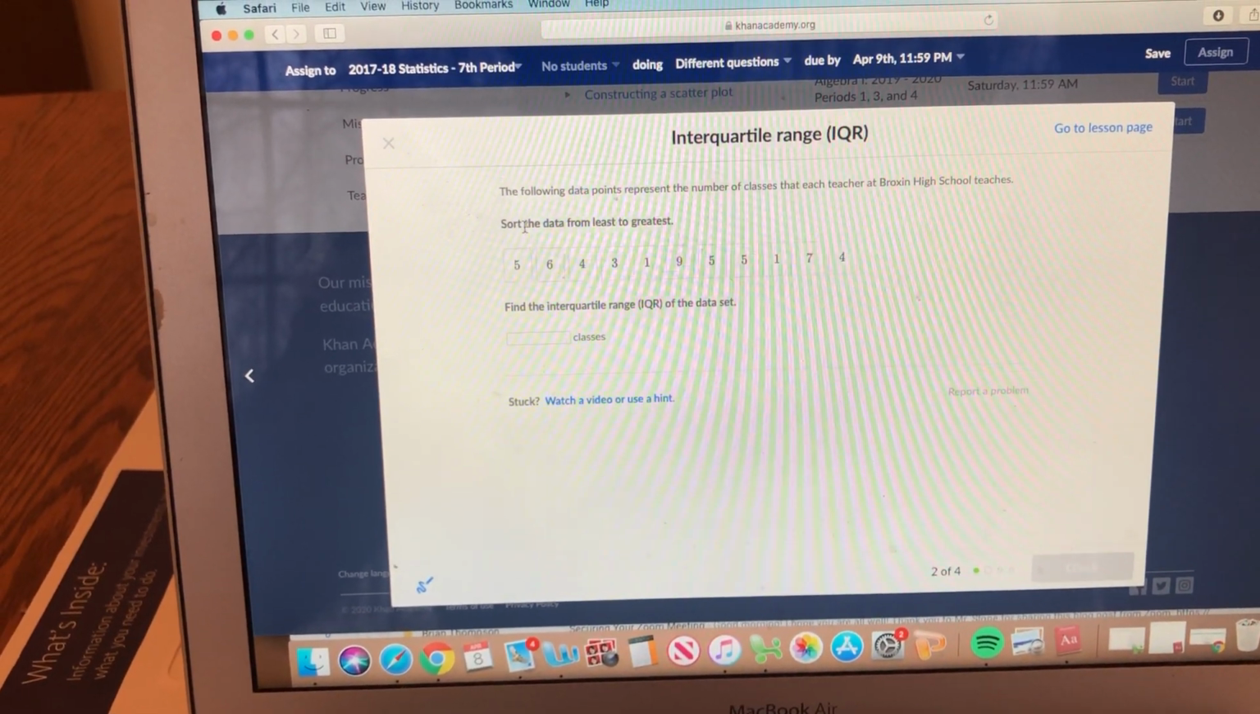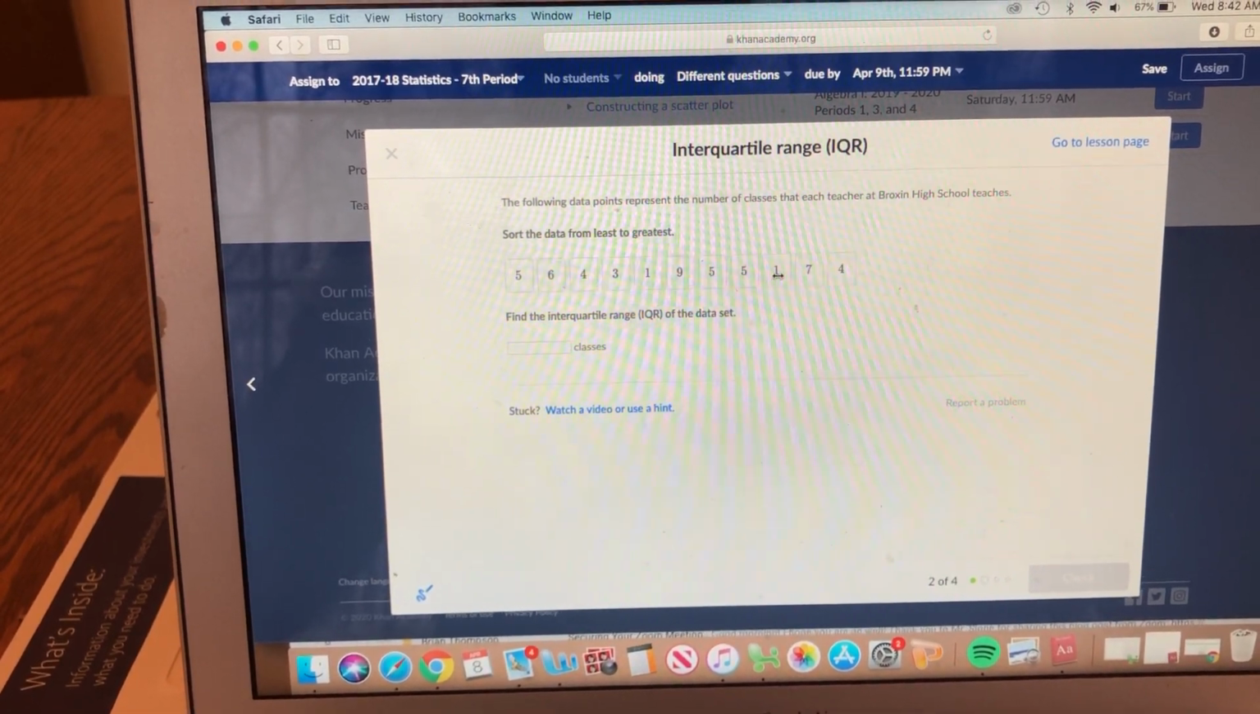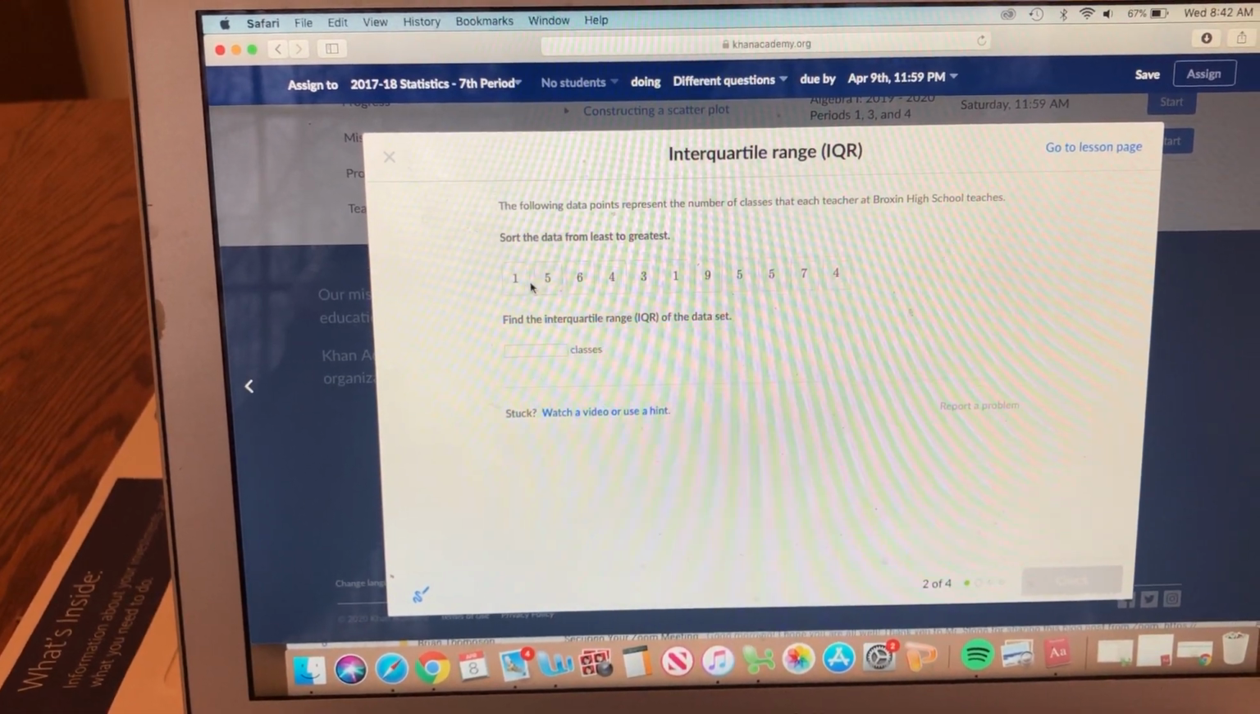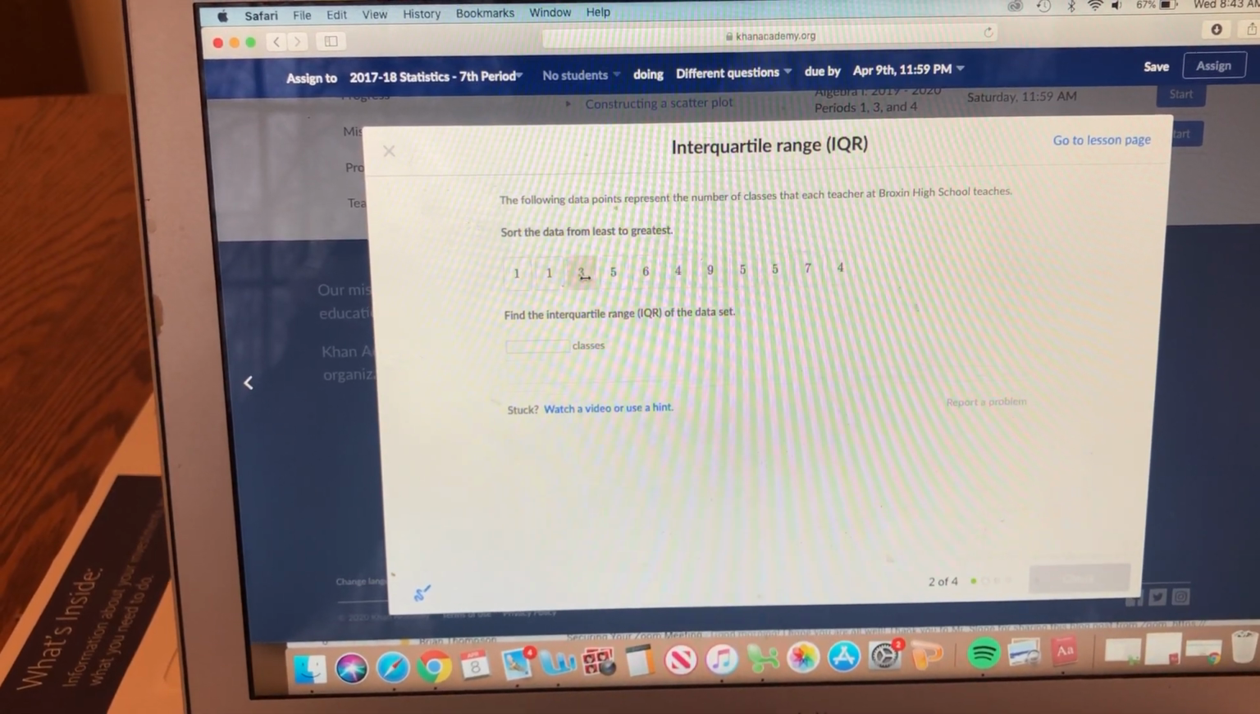Okay. Sort the data from greatest to least. Find the interquartile range of the data. So it's going to allow me to move things around here so that I can sort the data.